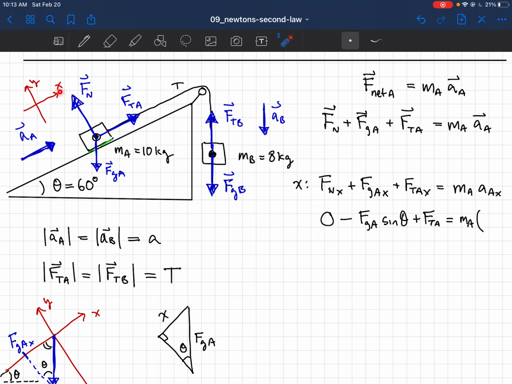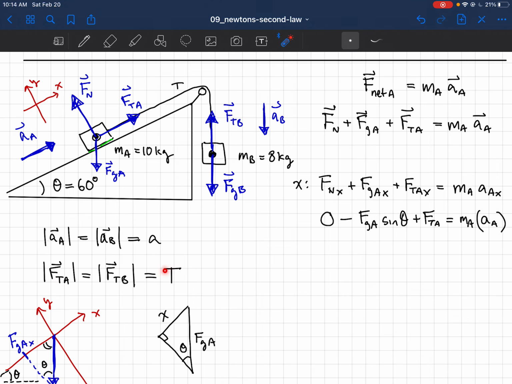Well, I look at this vector with respect to this coordinate system. I see it points along the positive x-axis. So the x component is simply the magnitude of the vector. And that's it. I write a boxed equation. So let's get rid of that minus. So we get F_TAx.